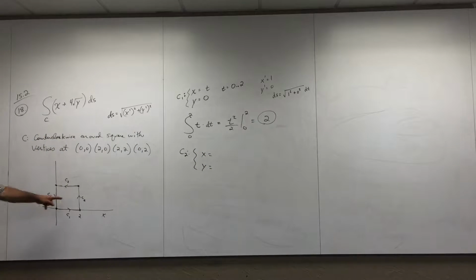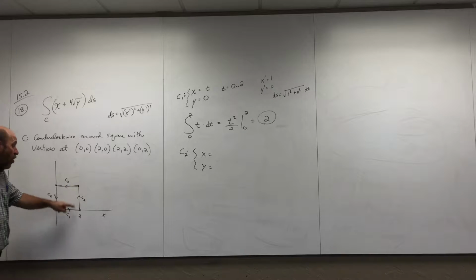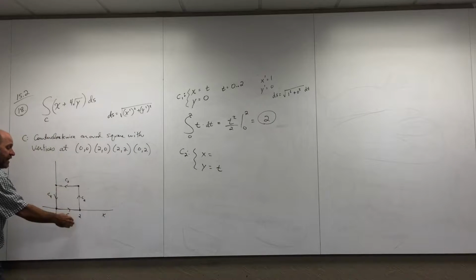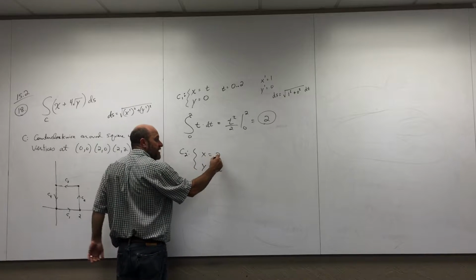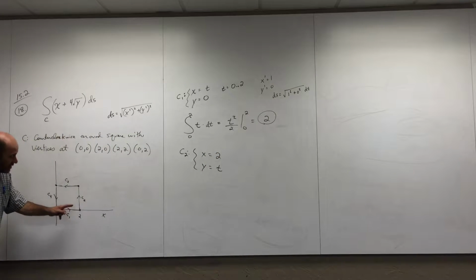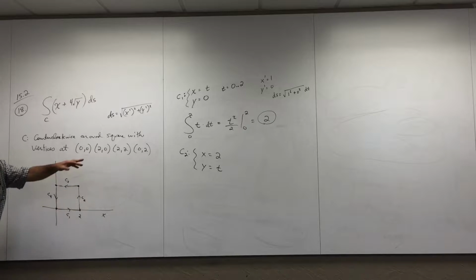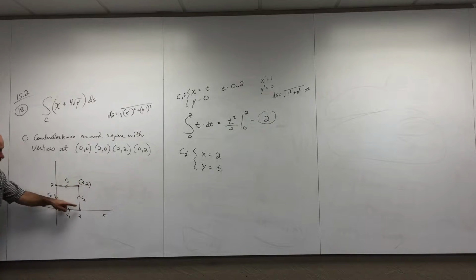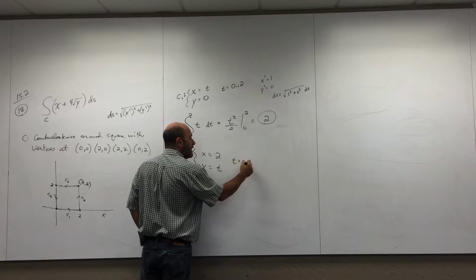Well, this time I think y is varying. I want to call y t. And I think x is stuck on 2. So x is 2. That's my parameterization for this line right here. Oh, and t is going to go from whatever y does, which is 0 to 2. These were all 2's here. T goes from 0 to 2 again.